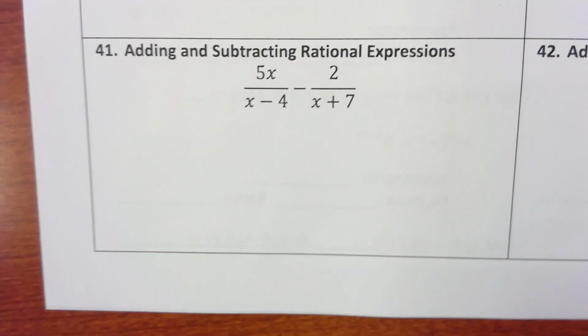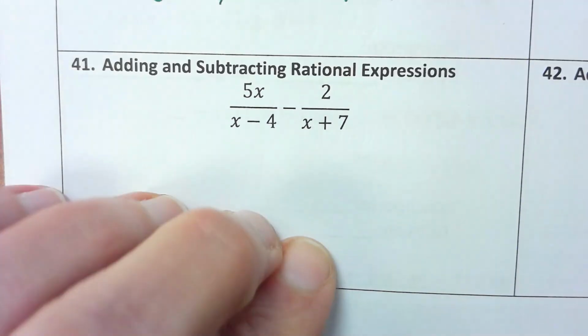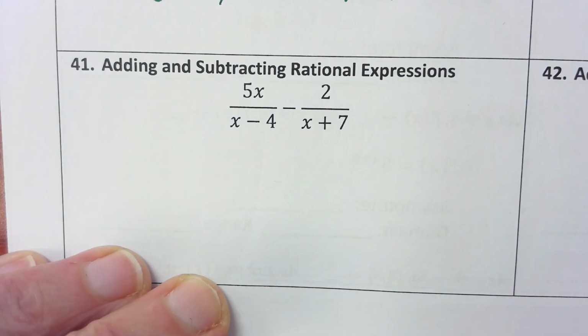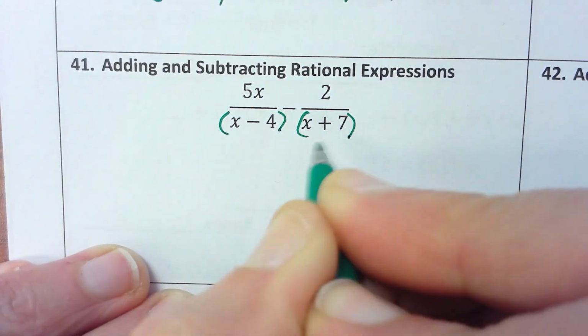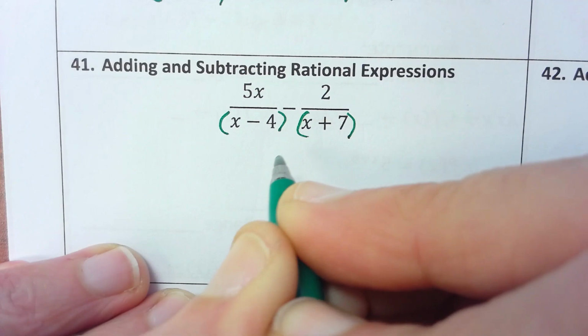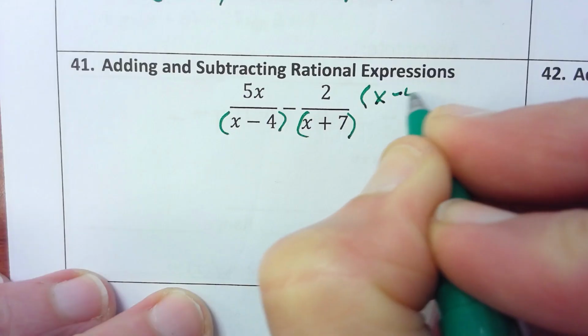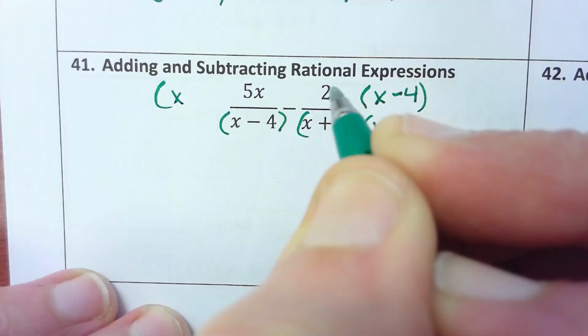Okay. Adding and subtracting rational expressions. Just like adding and subtracting fractions, you cannot add or subtract these as written because the denominators are different. The denominators have to be the same. One of the things that's often helpful is to put those in parentheses so you can see, hey, these are two totally different factors. So in order to make them the same, I'm going to multiply this one by x minus 4 and this one by x plus 7.